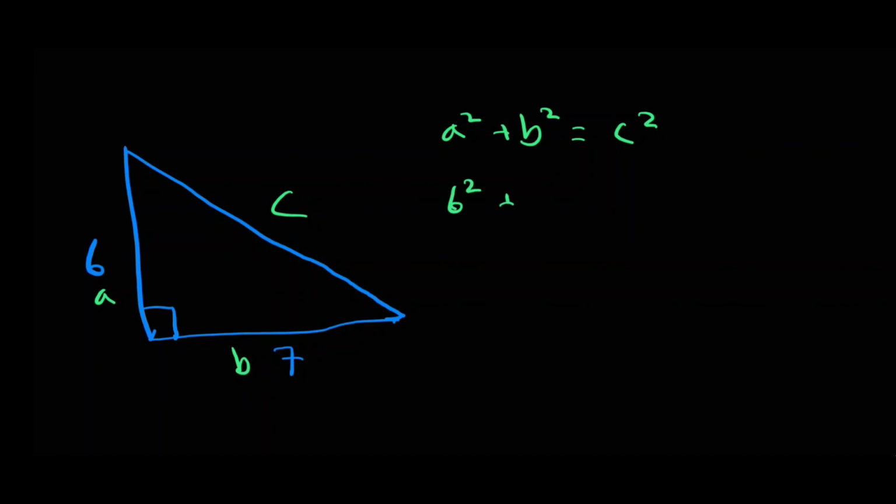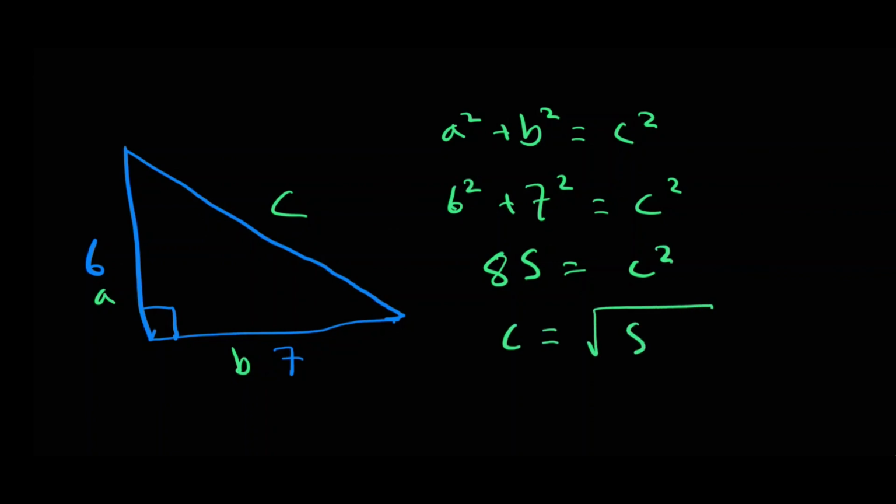So that means 6 squared plus 7 squared equals c squared. So 85 equals c squared, which means that c equals the square root of 85. And then if you put that into your calculator, you'll get c equals approximately 9.22.